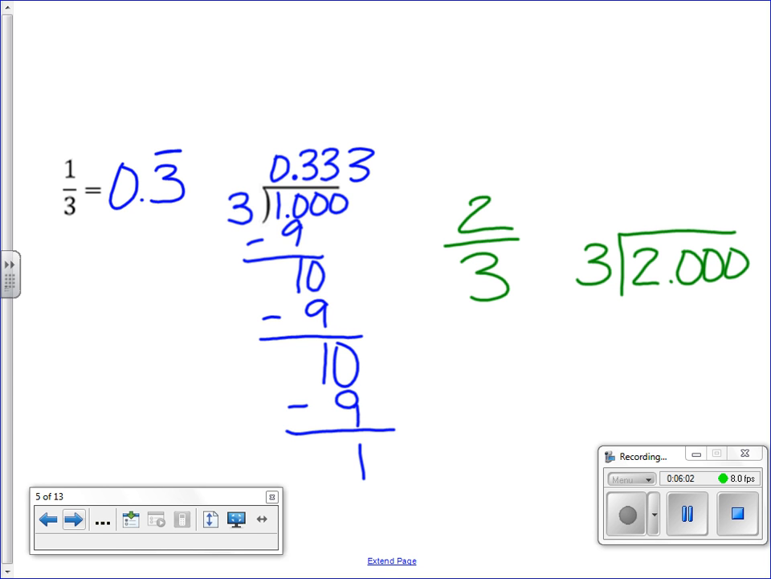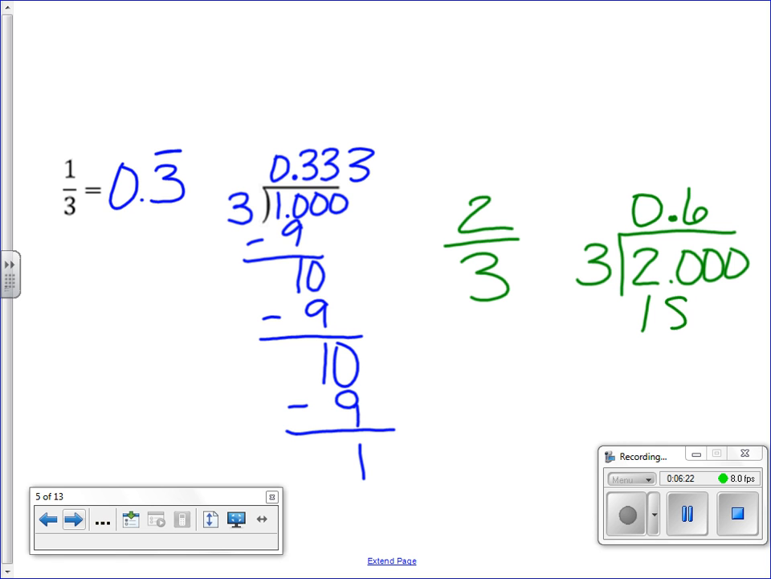Okay, this time you're going to notice that we have a number different than 1. So can 3 go into 2? No, because 2 is still smaller than 3. So we're going to go ahead and put a 0. We're going to bring up our decimal. Now can 3 go into 20? Yes. And how many times does 3 go into 20? Well, it goes in 6 times.